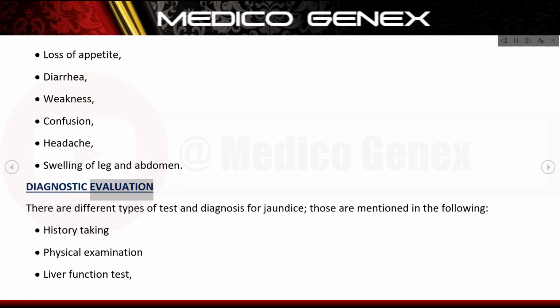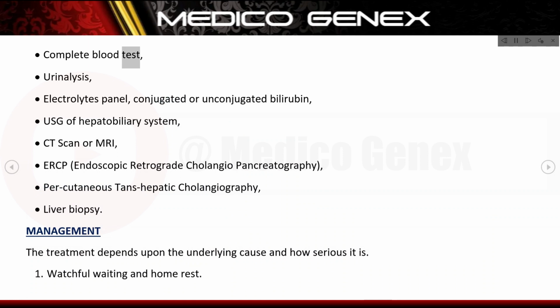Diagnostic evaluation. There are different types of tests and diagnosis for jaundice. Those are mentioned in the following: history taking, physical examination, liver function test, complete blood test, urinalysis, electrolytes panel, conjugated or unconjugated bilirubin, USG of hepatobiliary system, CT scan or MRI, ERCP, endoscopic retrograde cholangiopancreatography, percutaneous transhepatic cholangiography, liver biopsy.